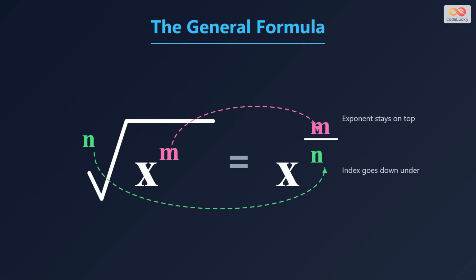This brings us to our general formula. If you have the nth root of x to the power of m, you can rewrite it as x to the power of m divided by n. Notice how the exponent m stays on top, while the index n moves to the bottom of the fraction. A helpful way to remember this is that roots, like tree roots, are always at the bottom.